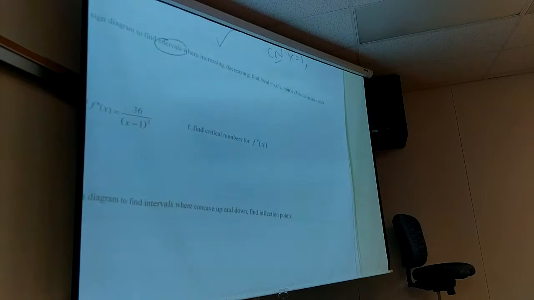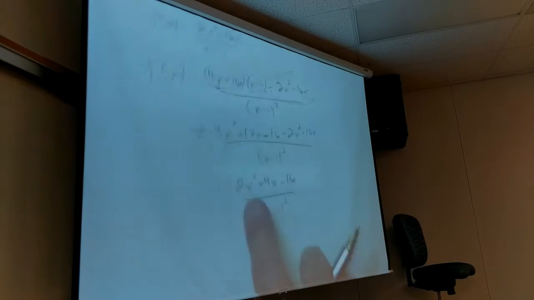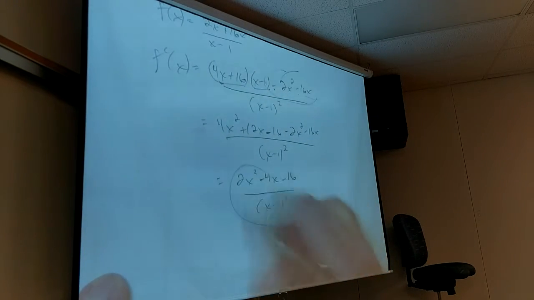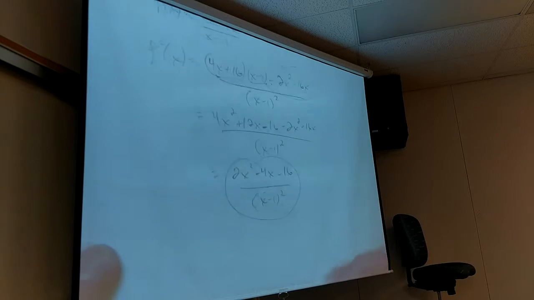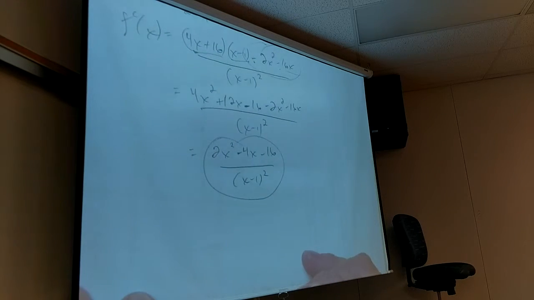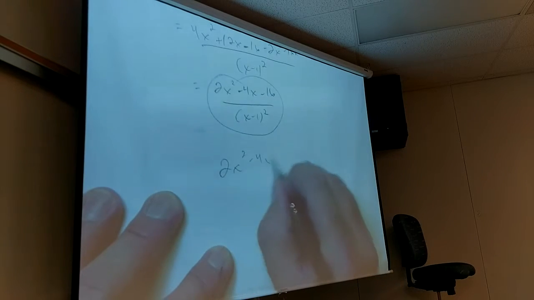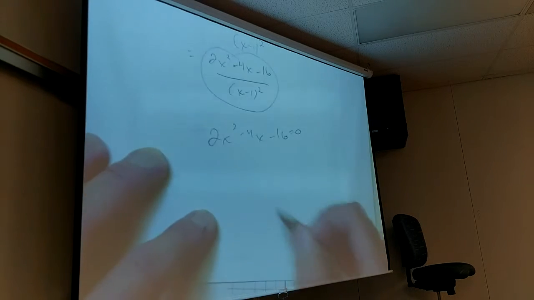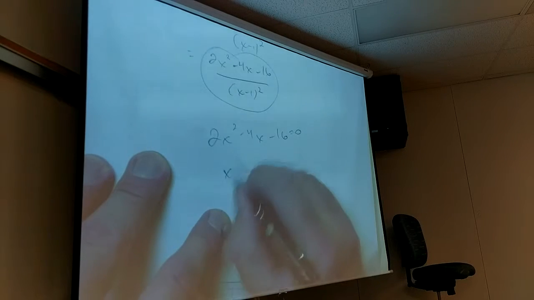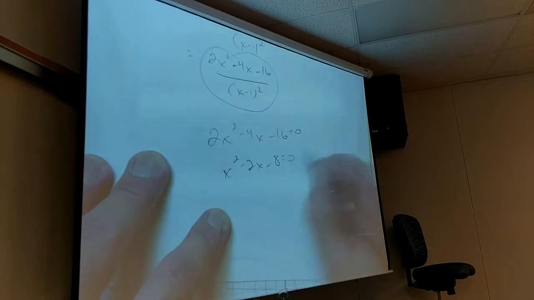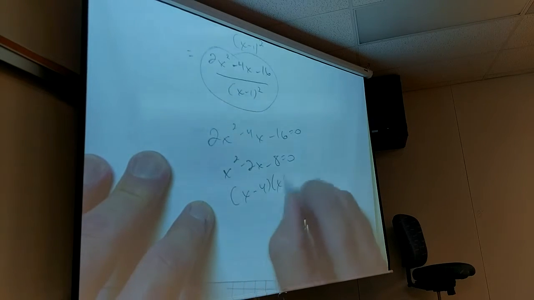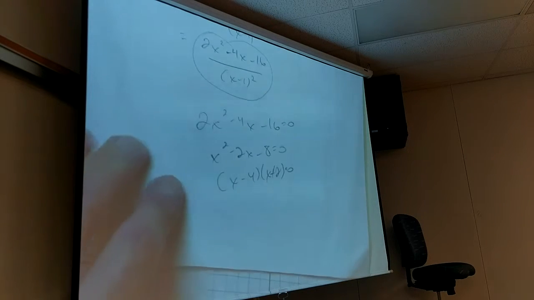The other 2 critical numbers, of course, come from where this is equal to 0, and how do I make a fraction equal 0? 0 in the top. Yeah, 0 in the top. I love it. So 2x squared minus 4x minus 16 equals 0. Divide by 2. So I get my other 2 critical numbers.